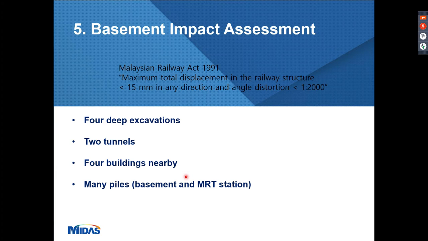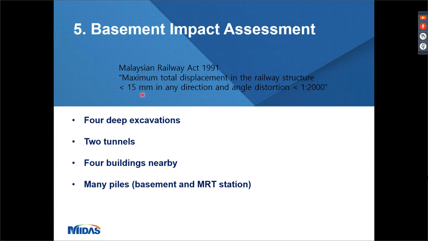This is a third example. Our client was desirous to redevelop an existing shopping complex. The redevelopment is located within the second reserve of an MRT station, underground MRT stations. According to the local railway act, the basement has to be designed in such a way that it will not cause excessive movement to the MRT structures. The maximum permissible induced movement of the MRT structure is only 15 mm.